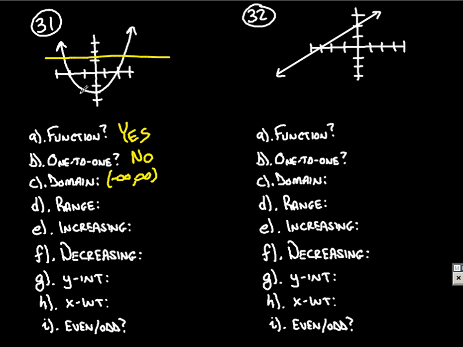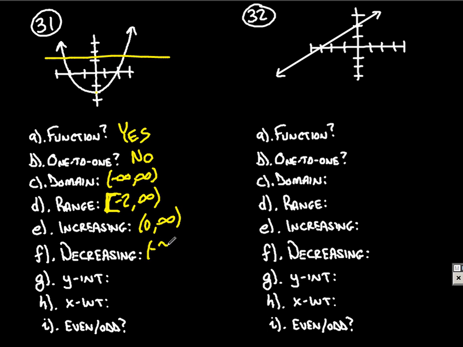The range, however, look where I stop. Look where my range is. I'm going to stop at negative 2. So negative 2 is my lowest number. I want to include it. Negative 2 to infinity are what my y values are. Where am I increasing? I'm increasing starting at this point and going up forever. So from when x equals 0 to infinity, I'm an increasing function.